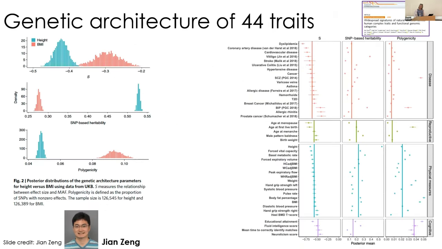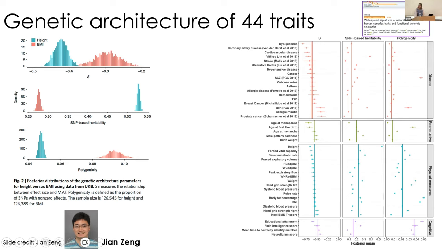In terms of results, on the left-hand side, contrasting height and BMI, the distribution is the posterior distribution from the Bayesian analysis. You can see that BMI is more polygenic than height, that height has a higher SNP-based heritability than BMI, and the selection coefficient is negative for both traits, but more negative for height. Then we contrast these selection parameters for different types of traits: disease traits, reproductive traits, physical measures, and cognitive traits.